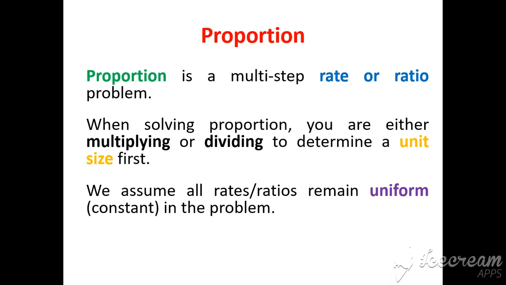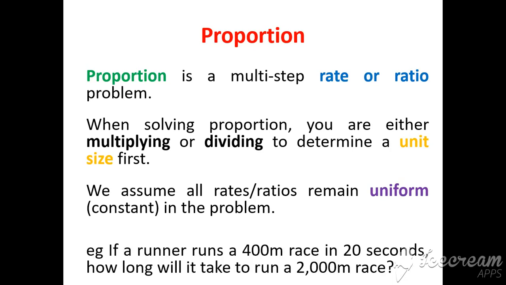We assume all rates and ratios remain uniform or constant in the problem. What does this mean? I'll give you an example. If a runner runs a 400-meter race in 20 seconds, how long is it going to take him or her to run a 2,000-meter race? We assume that the speed, the rate, in both races remains the same, although in real life it won't be, because they'll probably run the 400-meter quicker. But in these problems, we assume the speed will stay the same.